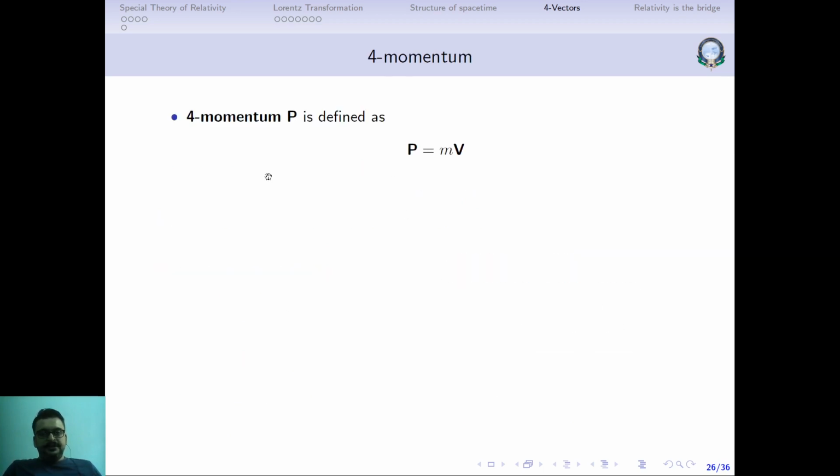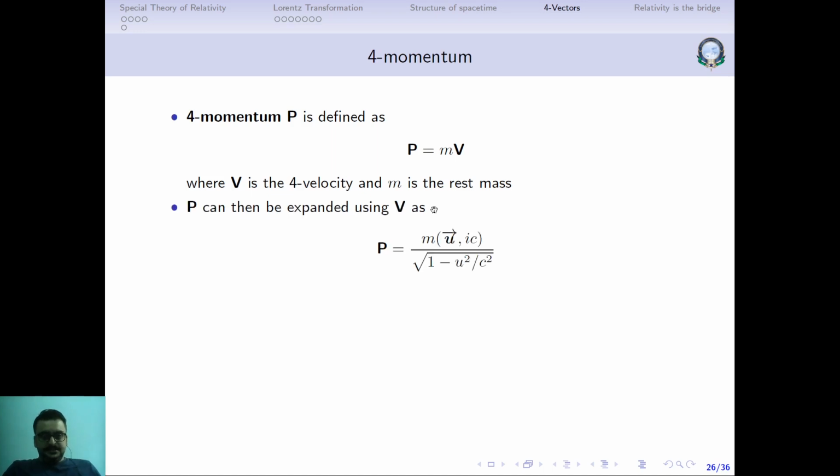Then we have 4 momentum. 4 momentum capital P is defined similar to ordinary 3-dimensional momentum. So P is equal to m into v, where v is the 4 velocity and m is the rest mass. So this 4 momentum can be expanded using v in this way. Read small p as ordinary momentum. So the 4 momentum is equal to this v, which we have already seen, equal to u comma ic divided by under root 1 minus u square by c square.